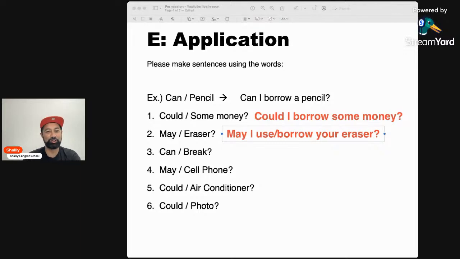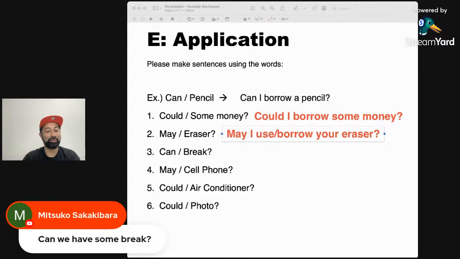Does anybody else want to try? Can we have some break? All right, almost. So we have that have. I think a lot of people, when we use break, you want to have. That's a common verb we might want to use. But when we're talking about break, first of all, a break is a countable noun.